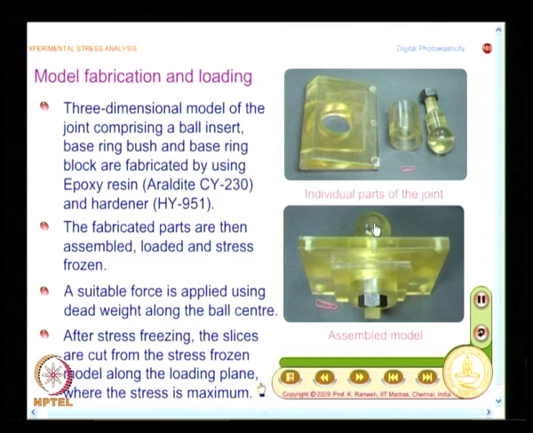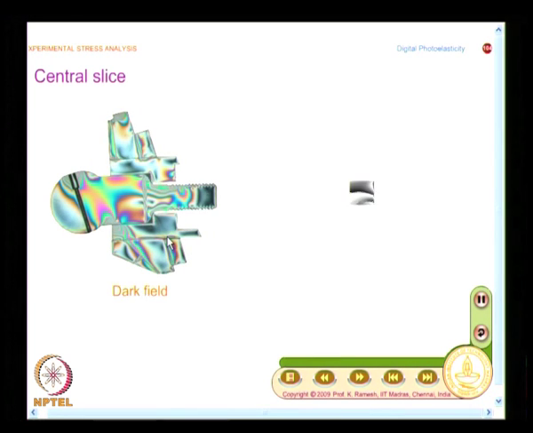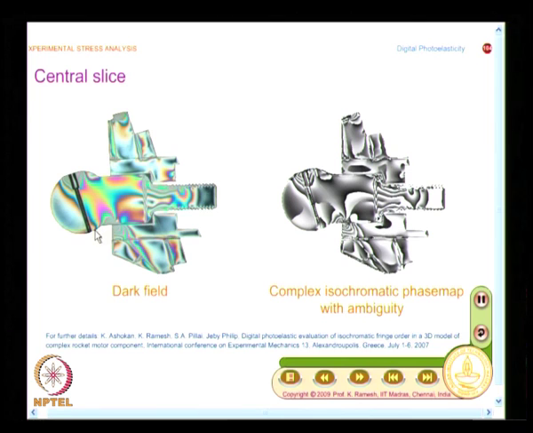And what you do is, the parts are fabricated and then assembled, loaded and stress frozen. And for stress freezing, I said you have to apply a dead weight, and that dead weight is applied. After stress freezing, the slices are cut and the typical slices are shown. This is just to give you a flavor of how a complex geometry has been analyzed, and you will see a beautiful set of fringe patterns. This is the central slice, and what you find here is, this is the ball, this is the bush, and these are the outer plate, and you see the threaded connection.